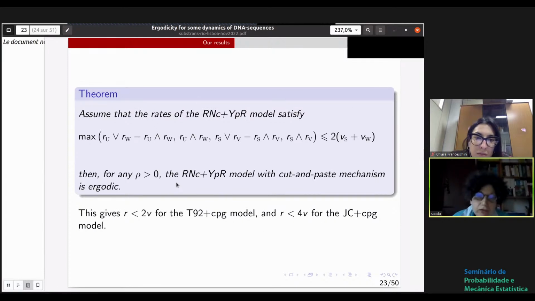And so it gives for this RN+C plus YpR, okay, a complicated inequality again. And for the simplest model, T92 plus CpG, it gives R less than 2V. And for GC plus CpG, it gives R less than 4V. And so looking at this, we know that it's not good because with attractiveness, we'll see that for those two models, there are no conditions.